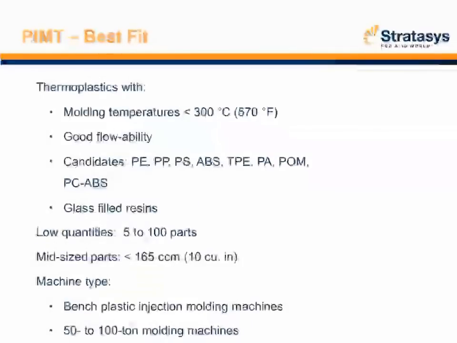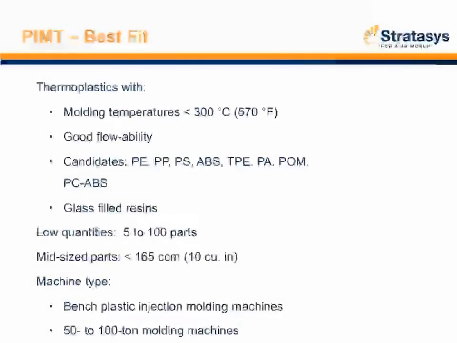So the best fit for this solution will be thermoplastics with molding temperatures of up to 300 degrees Celsius, which is 570 degrees Fahrenheit, and good flowability. Candidates are plastics that you probably all know, like polyethylene, polypropylene, polystyrene, ABS, TPEs, polyamide, POM, which is Delrin, the example we just saw, and PC/ABS, and also some glass-filled resins like glass-reinforced polypropylene or glass-reinforced nylon.